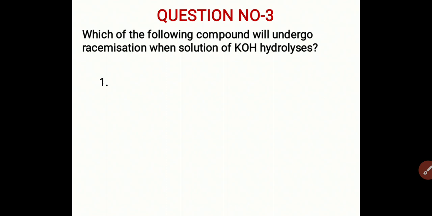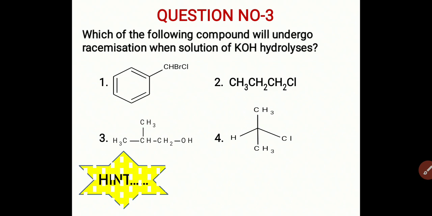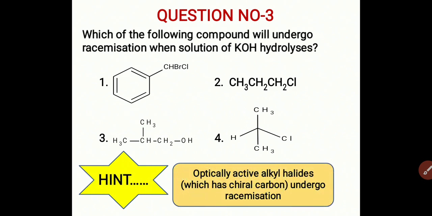The options are given like this. These are the four options mentioned. So racemization is possible only with a chiral center. Very simple, the hint for this question is: an optically active alkyl halide, which has a chiral carbon, undergoes racemization. So you have to keep that in mind.